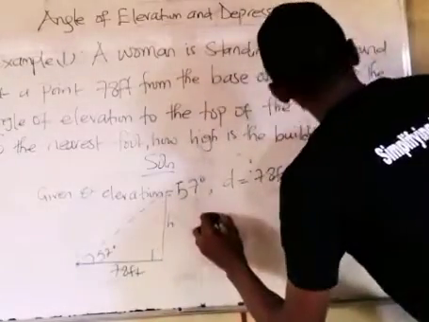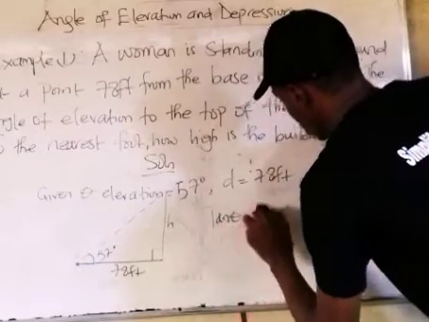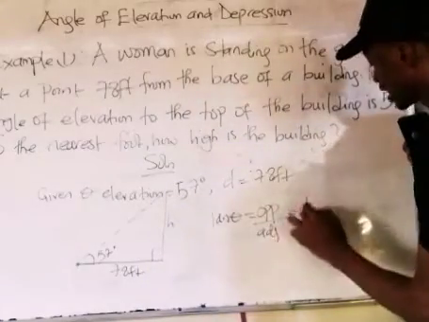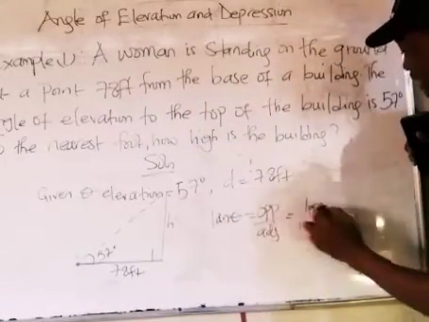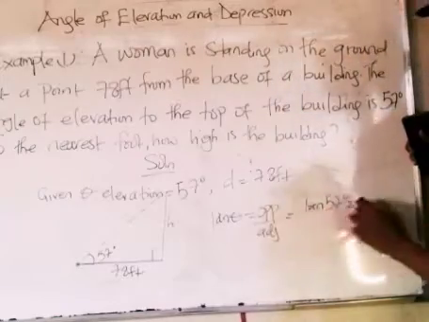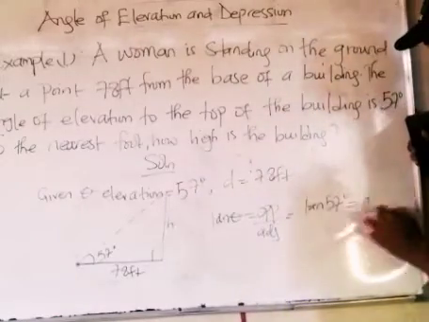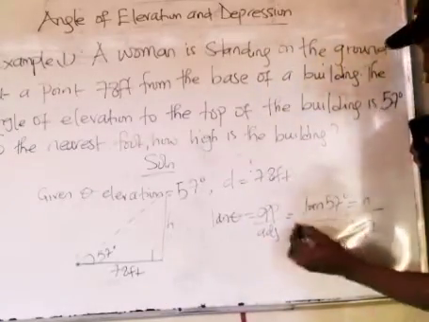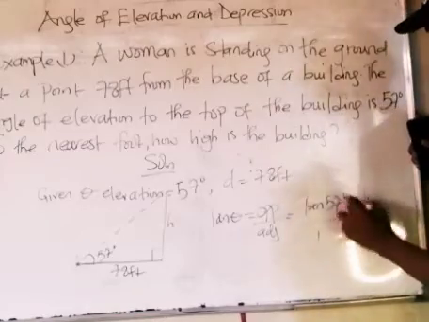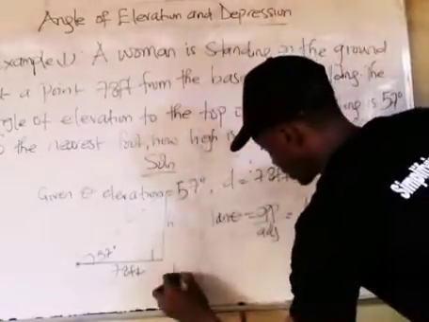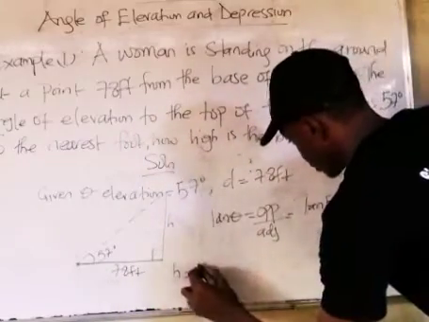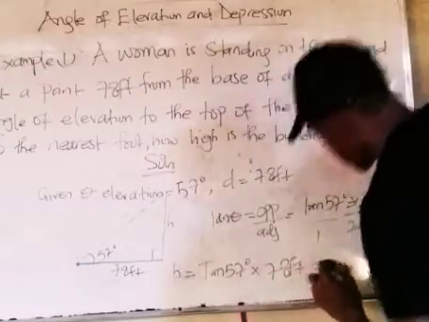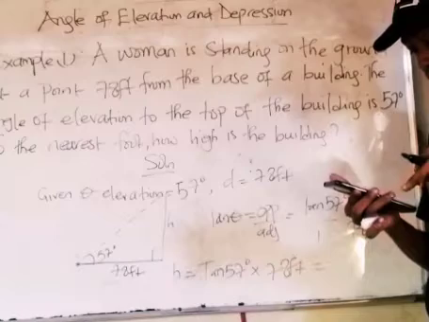So we bring in the tangent of theta to be what? Opposite over adjacent. We know that tan theta, the theta there is going to be the angle 57 degrees, is equal to the opposite, which is h, what we are looking for, over the adjacent side, which is 78 feet, right? Now, to find the height, we do what? We cross multiply. And when we cross multiply, we find out that h is going to be tan 57 degrees times 78 feet.